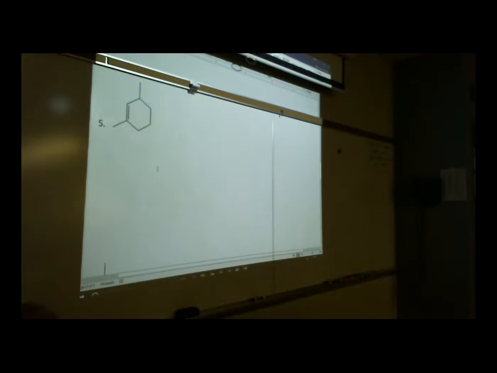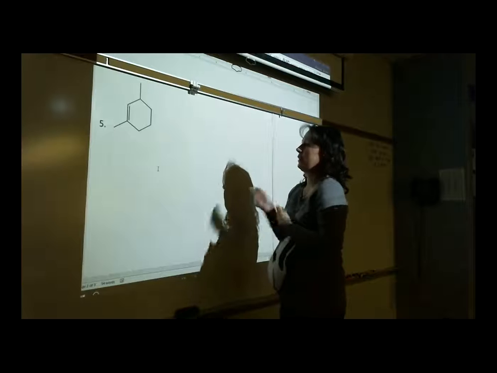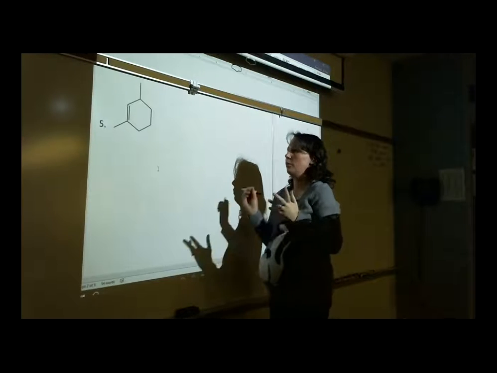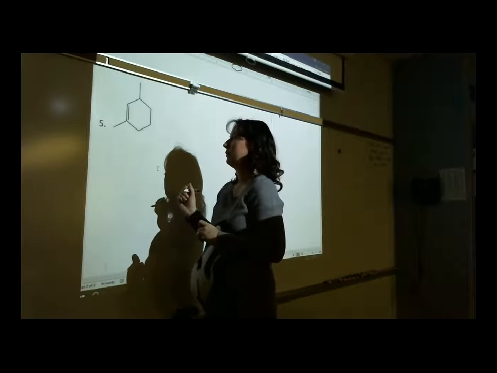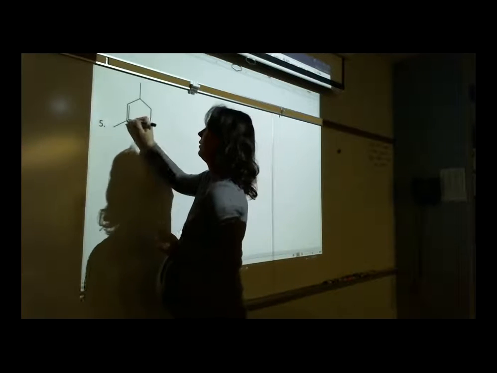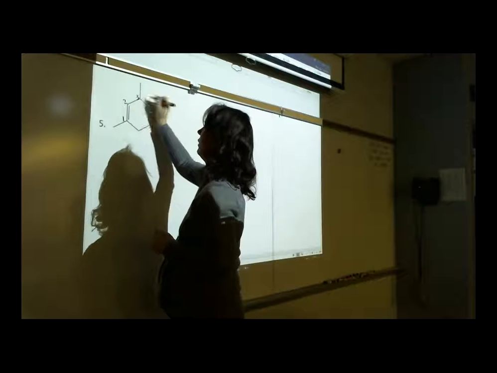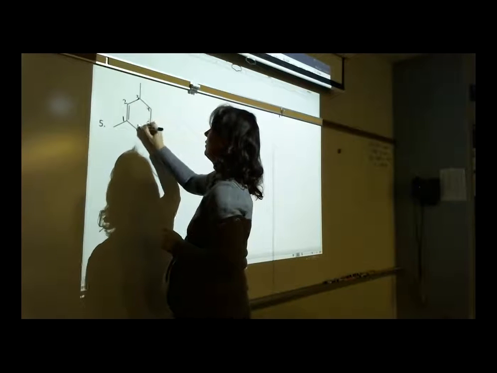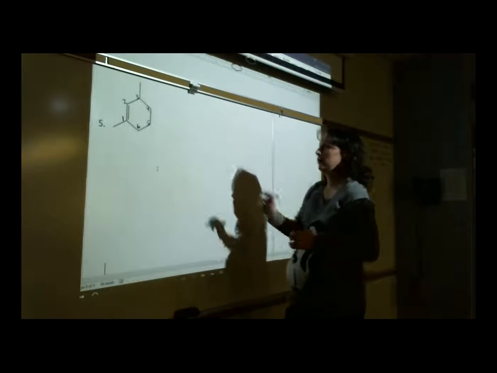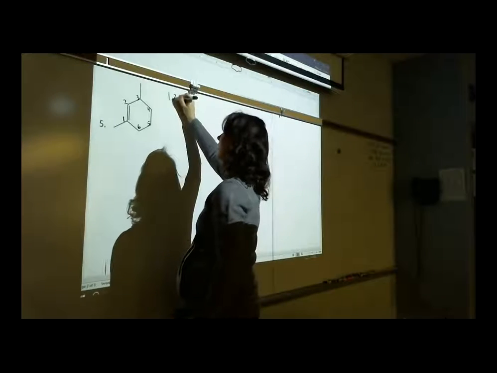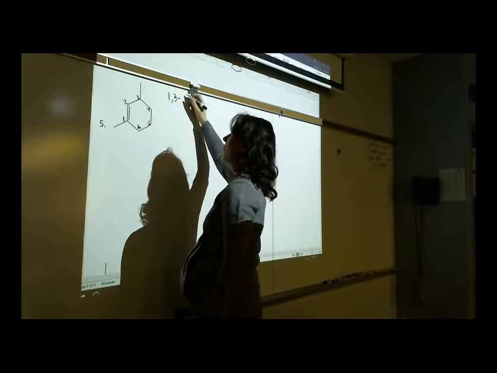Okay, for 5, what's the name here? Well, where's carbon number 1? Let's do that first. Right. 1, 2, 3, 4, 5, 6. So what's the name here? 1,3-methyl cyclohexene. Not 1,3-methyl, it'd be 1,3-dimethyl, right.